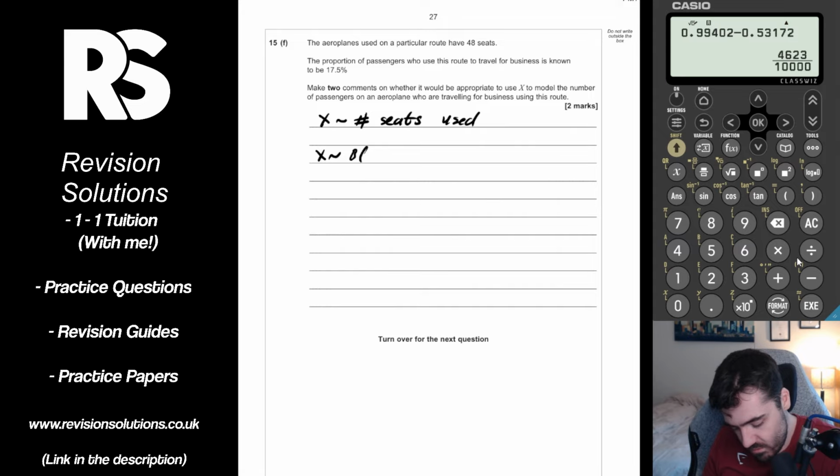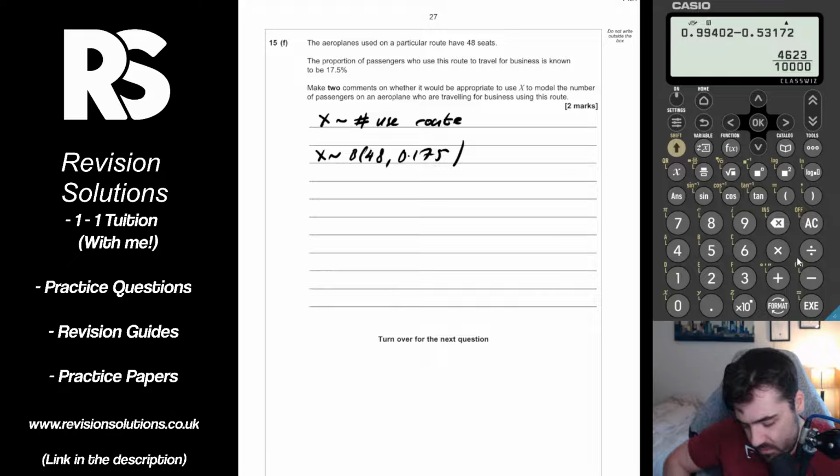So that's binomial with 48. Sorry, not seats used. Well, I suppose we could call it seats used, but that's a bit confusing. So X is the number of people who use the route. It's binomially distributed with 48 trials, and then a probability of 17.5%. That's 0.175 like before.